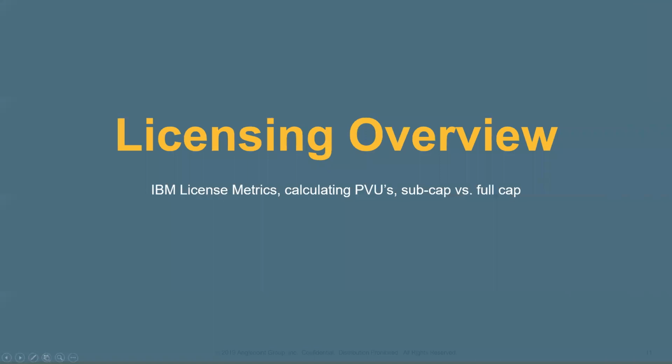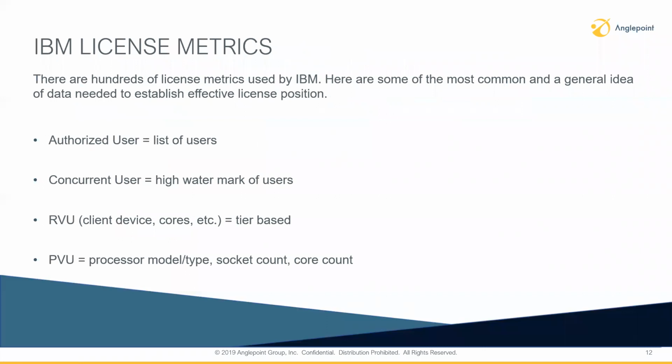Okay, so licensing overview. I'm going to go ahead and get into the next slide. So license metrics, and so on and so forth. IBM has hundreds of different license metrics. If we were coming into your environment and helping you establish a license position, these are some of the most common license metrics that we see, and on a general high level, the type of information that we're looking at to determine consumption.